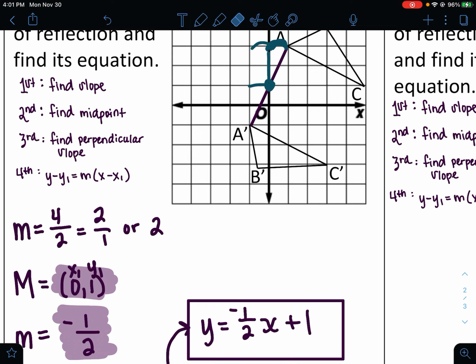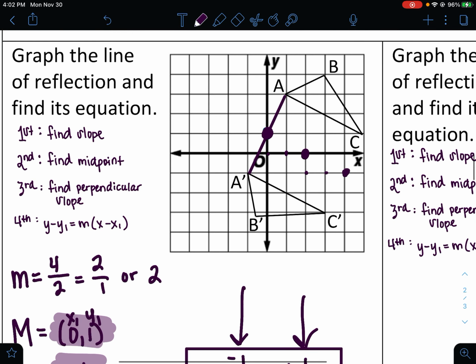Let me get rid of all of this. Okay, so we see that our y-intercept is 1. So we've already got that right there. And then we see that our slope is negative 1 over 2. So that means we go down 1, right 2. Down 1, right 2. Now I ran out of space, so I'm going to go the opposite direction. Up 1, left 2. And there you go.